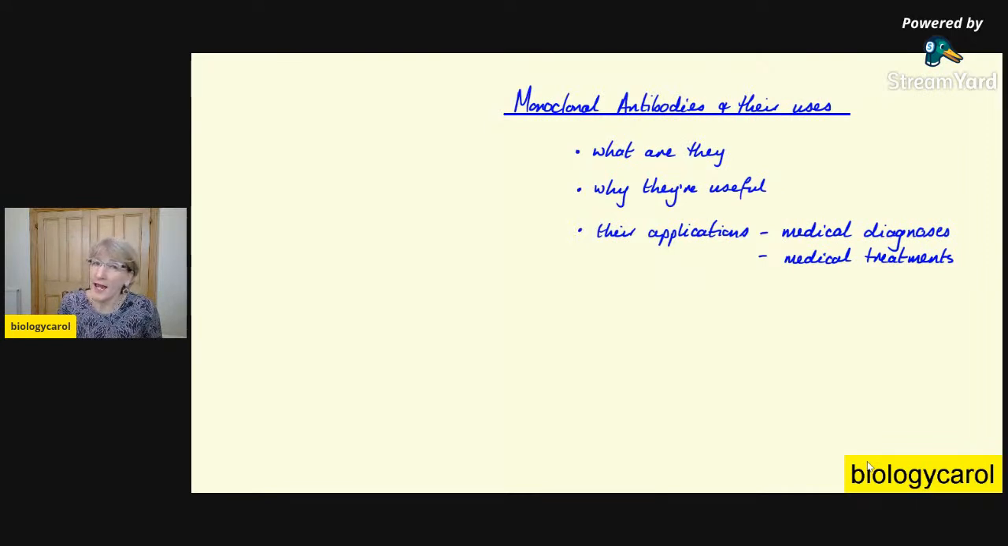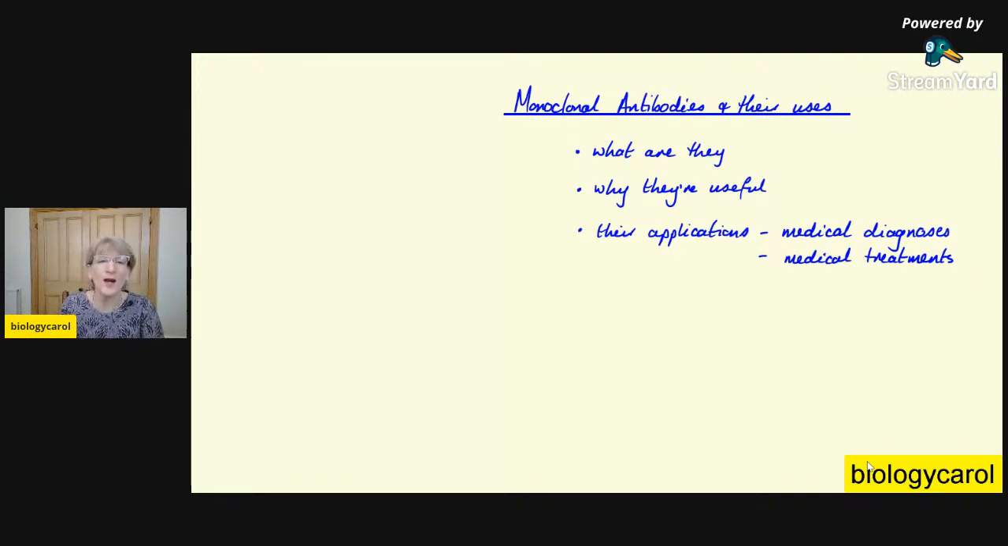So OCR probably don't need to know all of this content, so you can go off and have a cup of tea. If other exam boards, if you think you need to know about monoclonal antibodies, I do need to say to you that you need to check your specification and you need to check with your teachers and possibly exam papers to see exactly what you need to know and what detail.